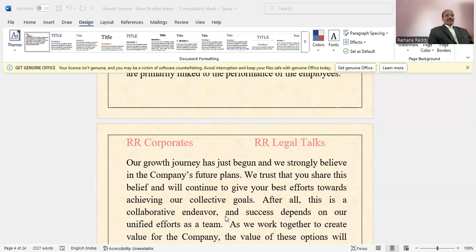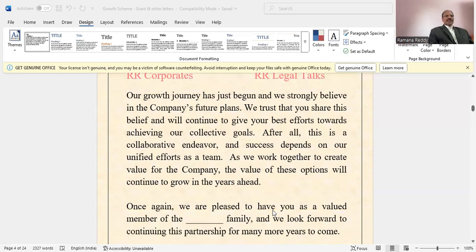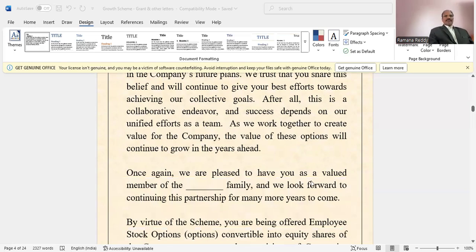After all, this is a collaborative endeavor and success depends on our unified efforts as a team. As we work together to create value for the company, the value of these options will continue to grow in the years ahead. So this is a covering letter we are giving to the employee. Once again, we are pleased to have you as a valued member of the family, you write company name, and we look forward to continuing this partnership for many more years to come.